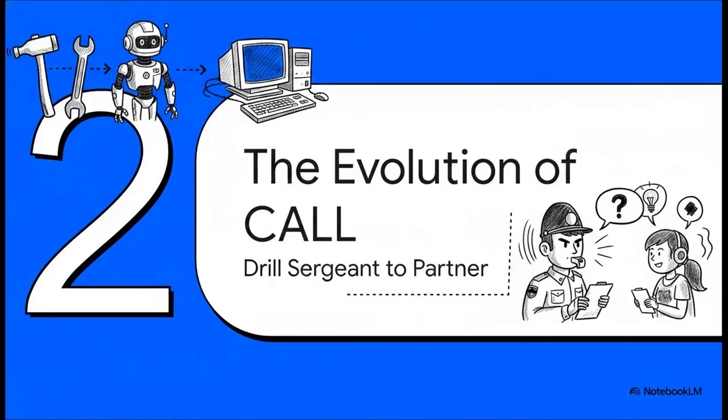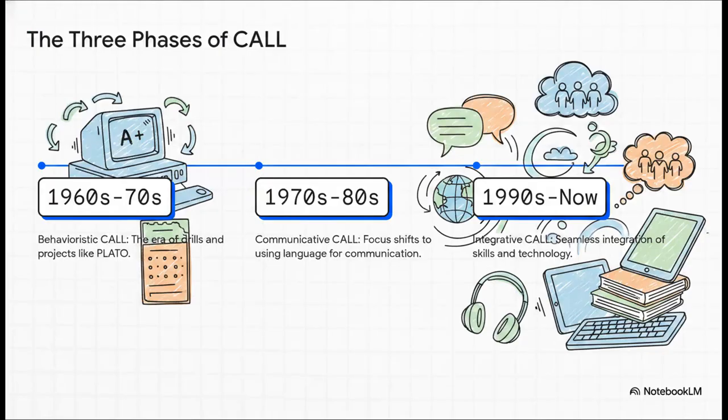But here's the thing, CALL didn't just pop up overnight. It's got this really fascinating history. You could almost think of it like watching a tool evolve, from a simple hammer to a super complex robot. Well, the computer in the classroom has been on a very similar journey, from a strict, repetitive drill sergeant to a flexible, dynamic conversation partner. This whole evolution really happened in three distinct phases.